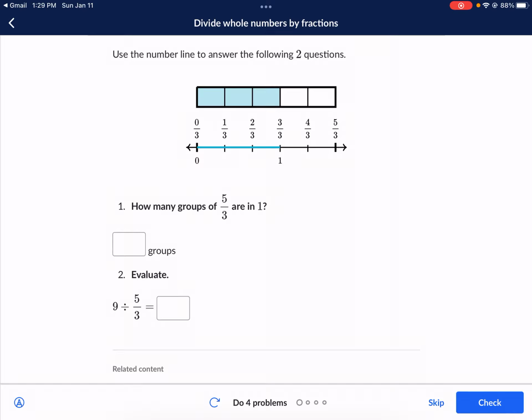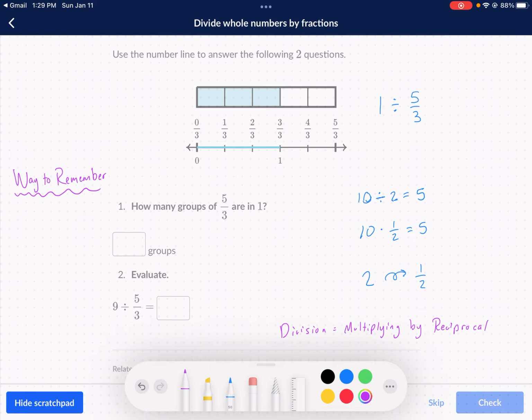So it says use the number line to answer the following two questions. We're given this number line here with this little box above it, and then it says how many groups of 5/3 are in one. I'm gonna be honest, this is kind of difficult just to visualize, and it took me a second to even understand what they're talking about. So I imagine if you're looking at this video and this Khan Academy exercise that you're having the same difficulties. Let me break it down for you.